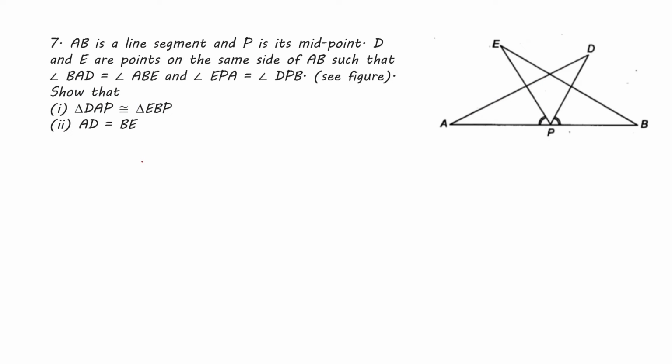Let's look at question number 7. AB is a line segment and P is its midpoint. D and E are points on the same side of AB such that angle BAD is equal to angle ABE and angle EPA is equal to angle DPB. Show that triangle DAP is congruent to triangle EBP and AD is equal to BE. First, let's prove that triangle DAP is congruent to triangle EBP. How do we do that? We know that angle APE is equal to angle BPD from the question. Let's add angle EPD on both the sides.